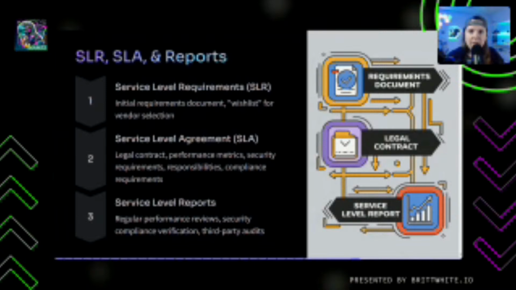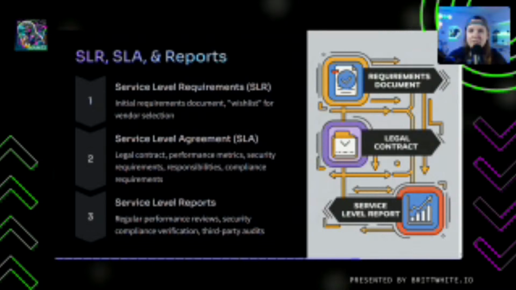Next is the service level agreement, or SLA. This is where your requirements become a legal contract. It covers several key areas, including performance metrics, like how much uptime they guarantee and how quickly they'll respond to issues. It includes who's responsible for what, clearly defining roles for both you and the vendor. Security requirements, specifying exactly what security measures they need to have in place. Legal compliance, making sure they follow all necessary regulations. And then what happens if things go wrong, defining penalties and remedies for security breaches or service failures.